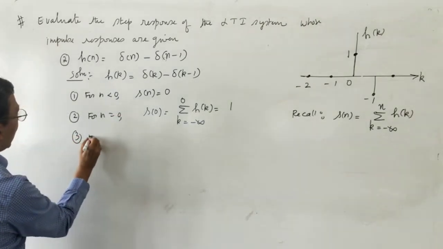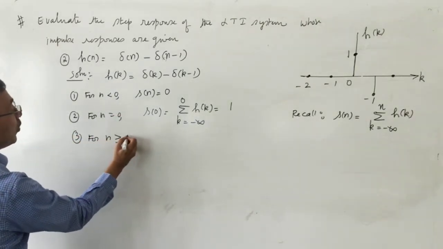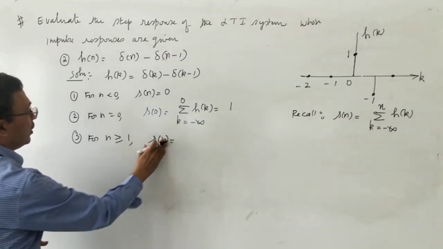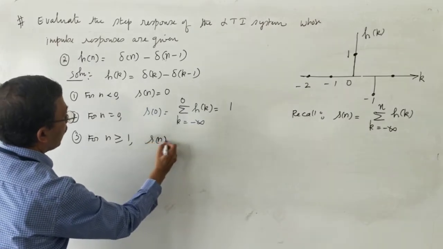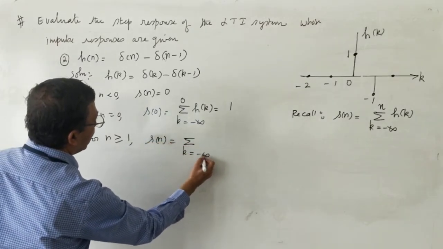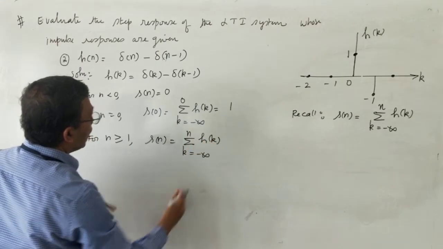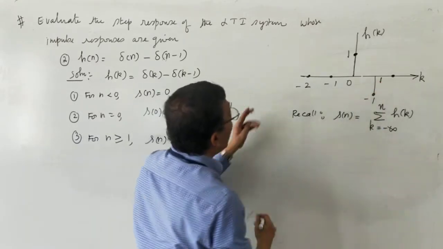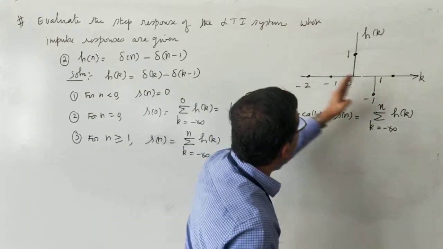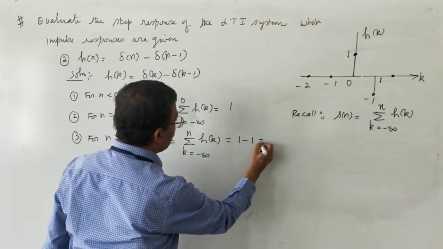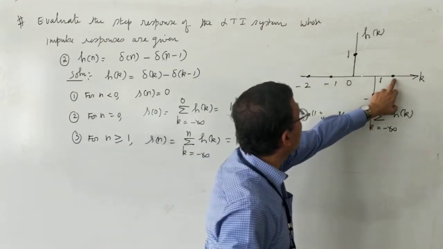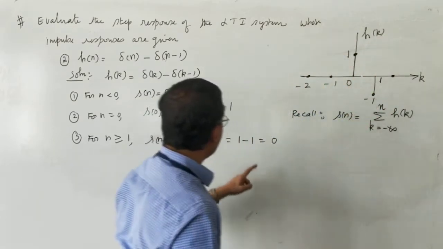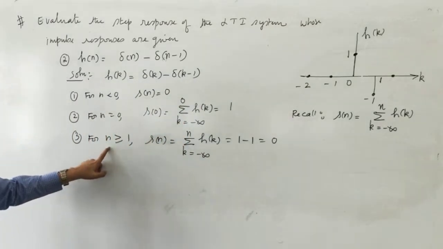Third one, for n greater than or equal to 1. What is s of n for n greater than or equal to 1? S of n equals summation k equals minus infinity to n of h of k. Now n has a range greater than or equal to 1. When n equals 1, add all the samples from minus infinity till 1. What is the result? 1 minus 1 equals 0. You take n equal to 2. Add all the samples in h of k from minus infinity to 2. The result is 0. Therefore, I put the condition n greater than or equal to 1.